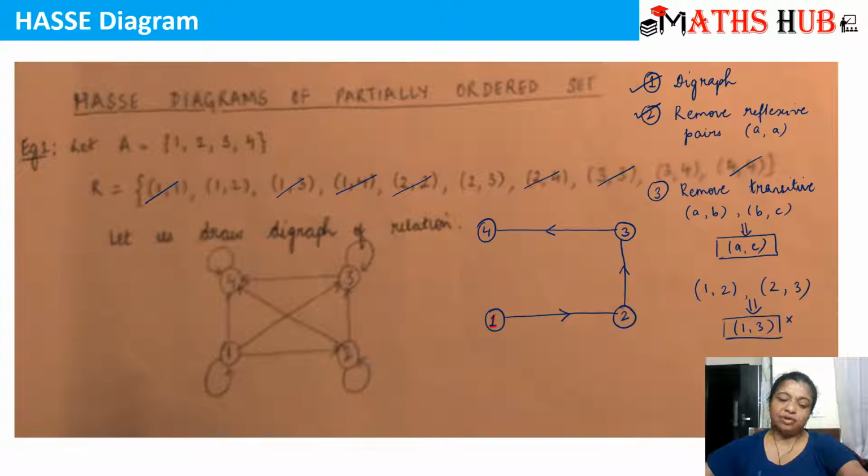Now once you have removed all the transitive pairs, once all the 3 steps are done, recheck whether anything is left now. So now you can see that nothing is left. Right? So now how to draw the Hasse diagram?